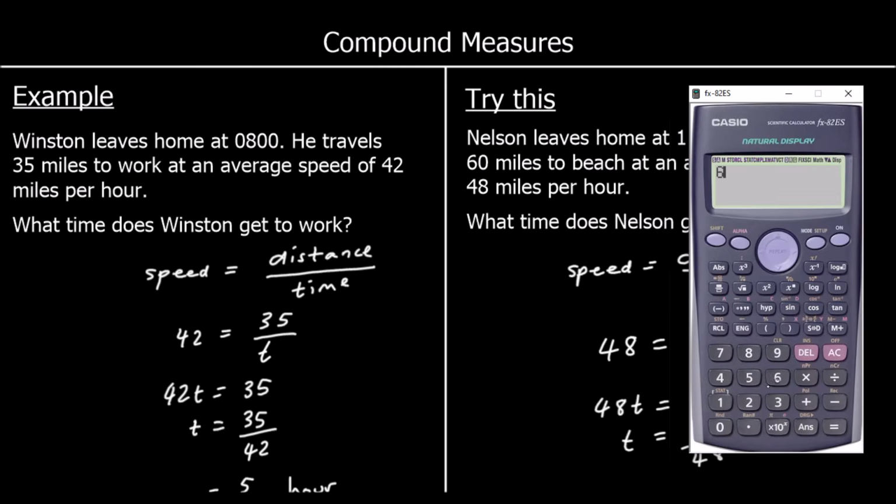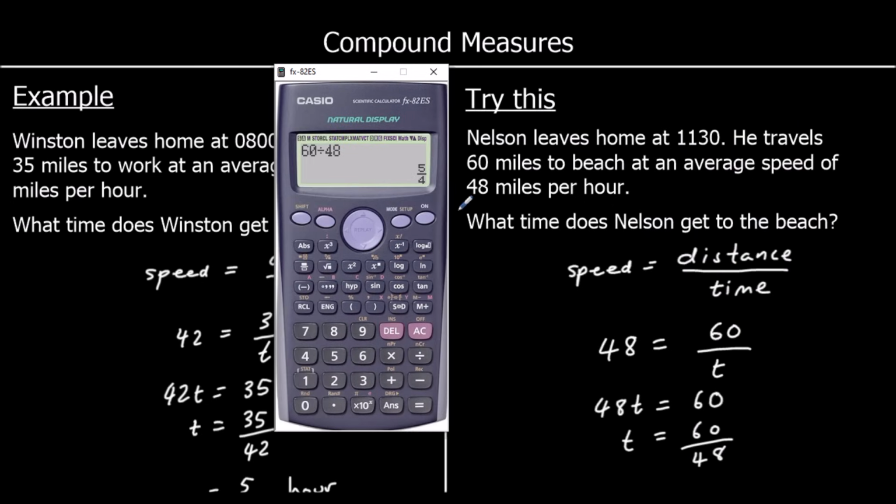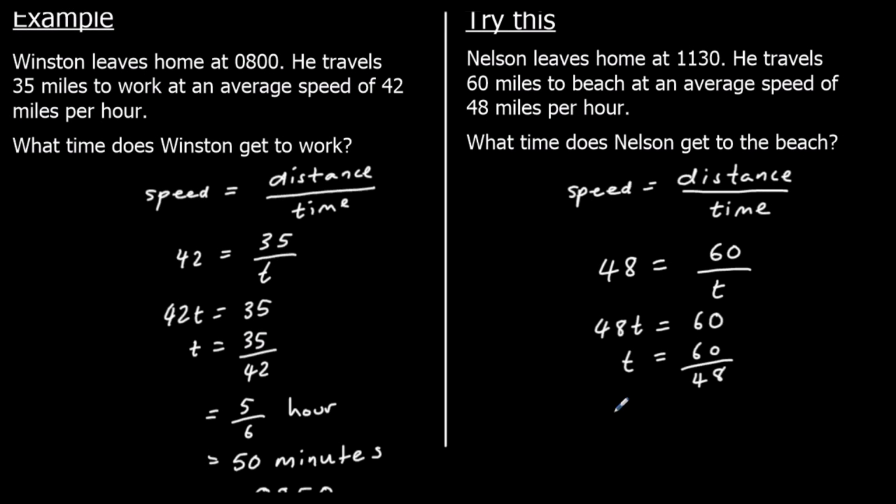So we've got 60 over 48, which is 5/4. Again, this is in hours, 5/4 of an hour. So either multiply by 60 or press the time button. Multiplying by 60 would change it into minutes. So the time button is going to be even better this time because it will say it's 1 hour and 15 minutes.